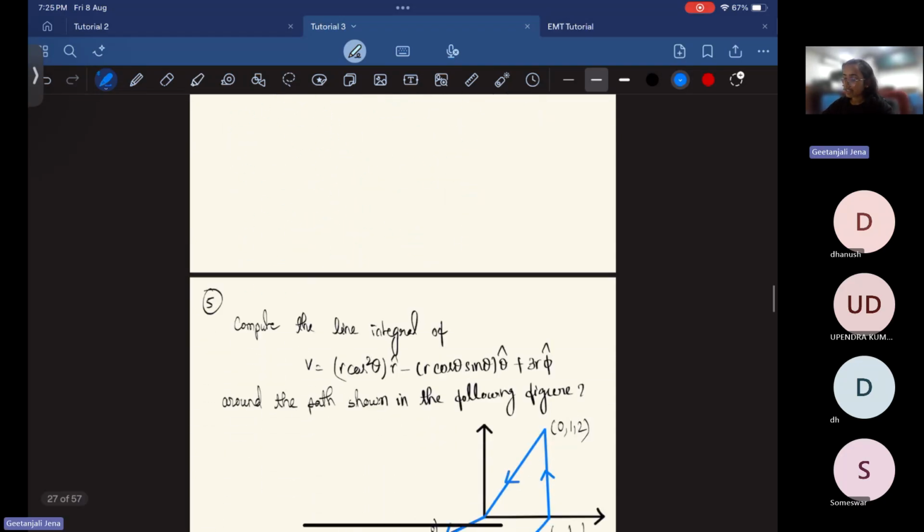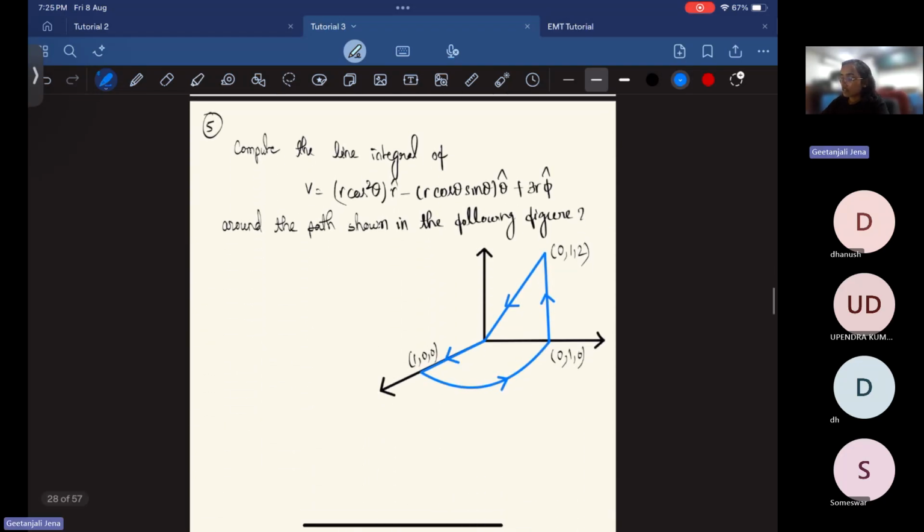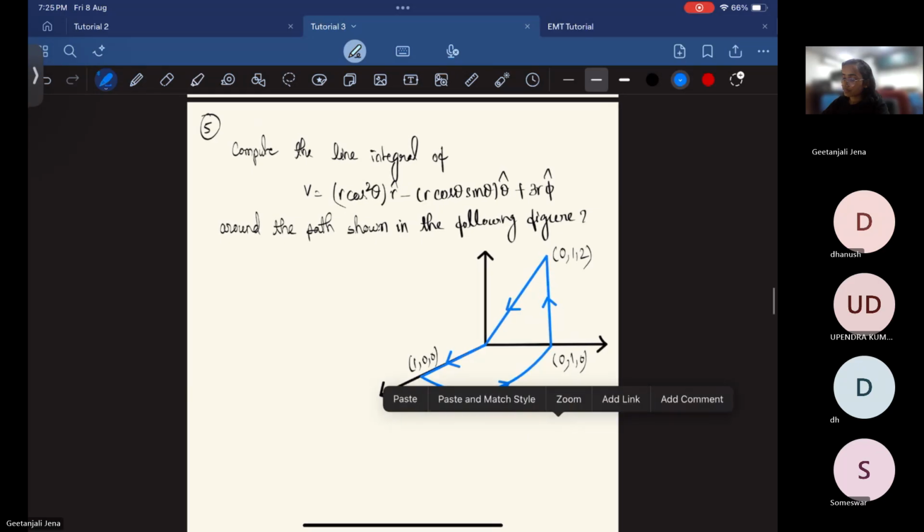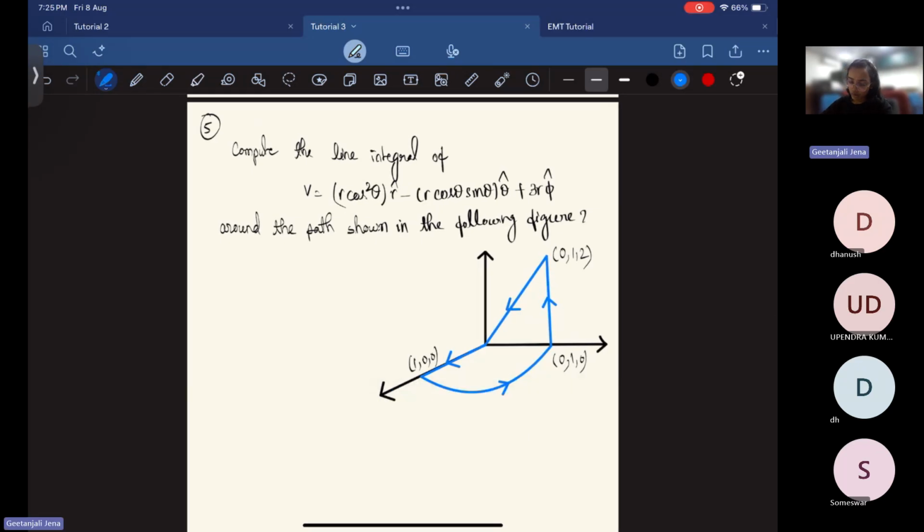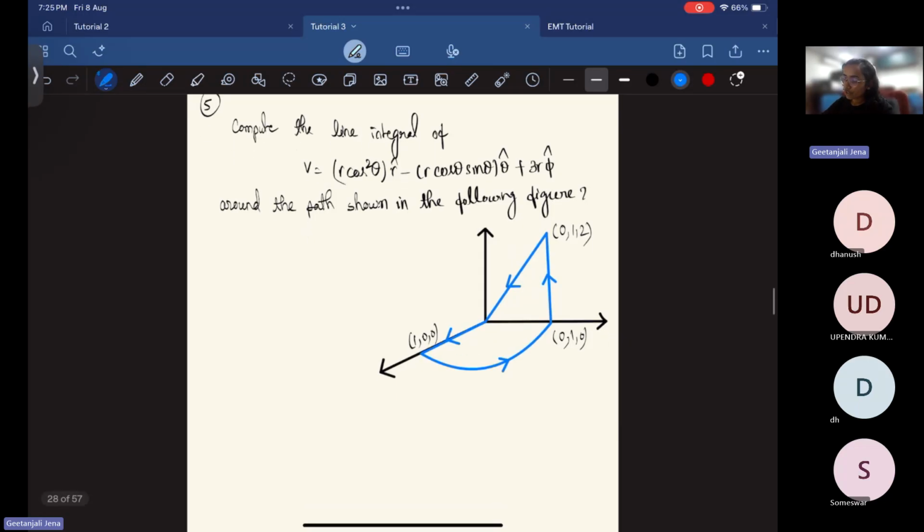Okay. Now let us see the next problem we have. This question is about finding out the line integration about a path which has a curved path as well as a linear path. Okay. So the function V is given. It is R cos square theta R cap minus R cos theta sin theta theta cap plus 3R phi cap.